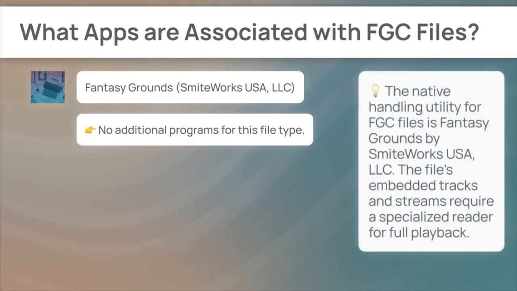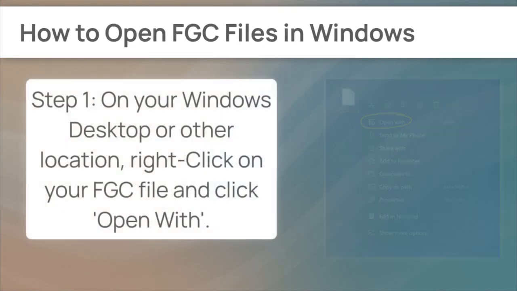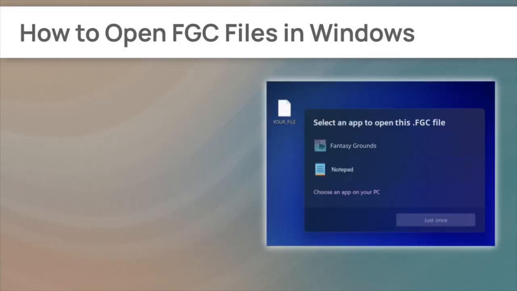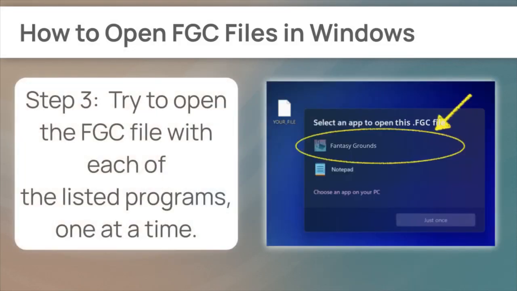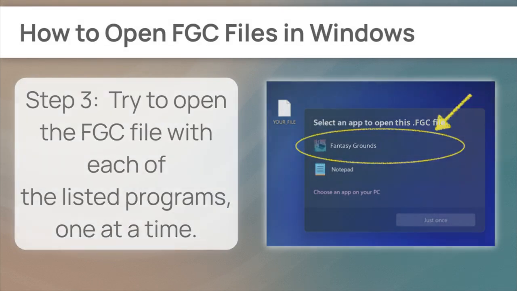The file's embedded tracks and streams require a specialized reader for full playback. Windows may detect the file type, but game engines or modding tools are required to interpret it. Go to your file and right-click the FGC file, choosing Open With. If Fantasy Grounds is an option, select it immediately. If it's unavailable, choose another. We need to test the file against all compatible programs.